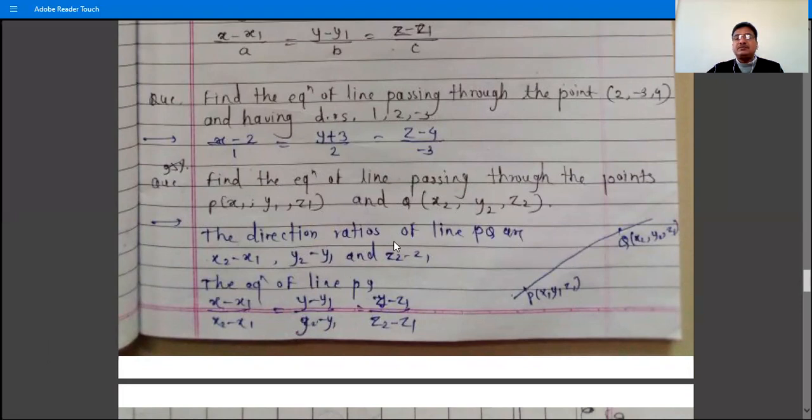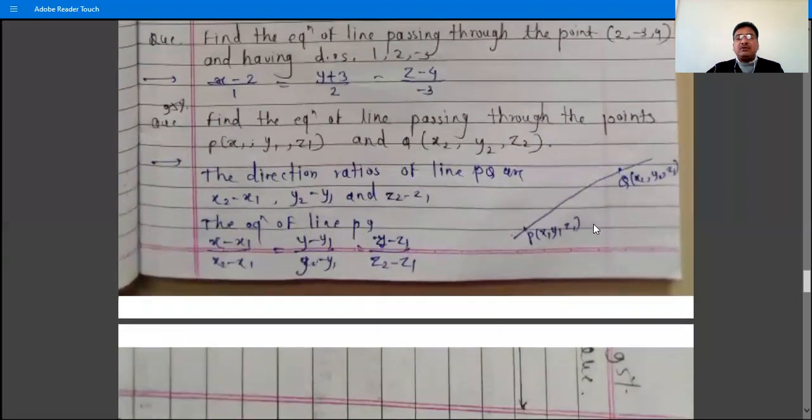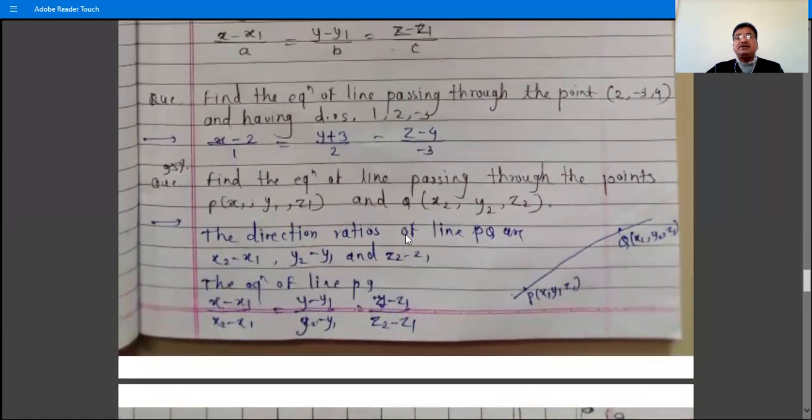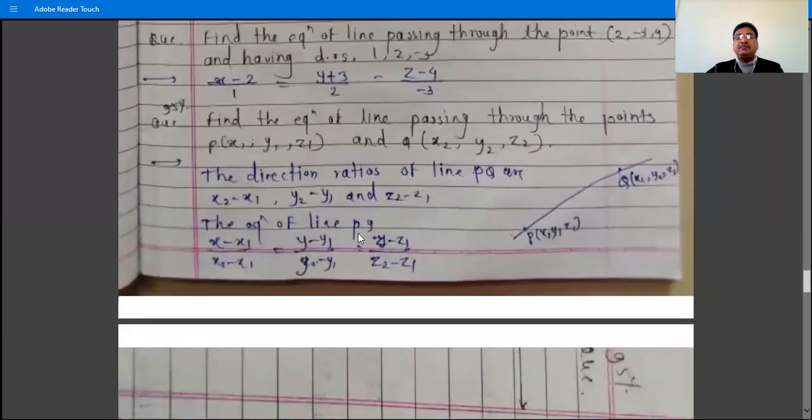So the direction ratios of the line PQ are x2 minus x1, y2 minus y1, z2 minus z1. So these are the direction ratios, and we know one point on the line. Suppose P(x1, y1, z1) is a point on the line, and x2 minus x1, y2 minus y1, z2 minus z1 are the direction ratios a, b, c of the line PQ, and therefore the equation of line PQ is what?